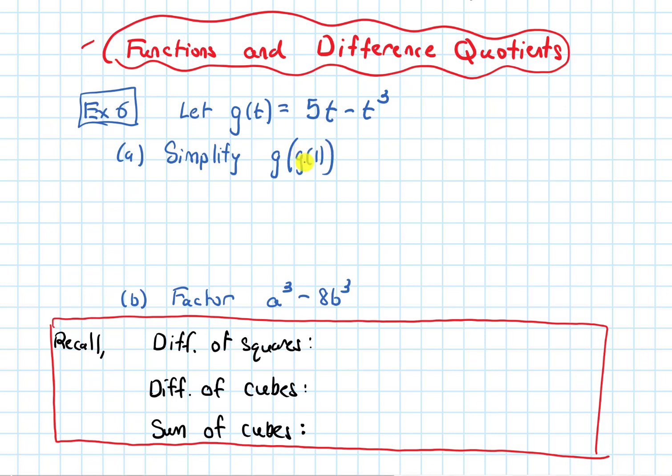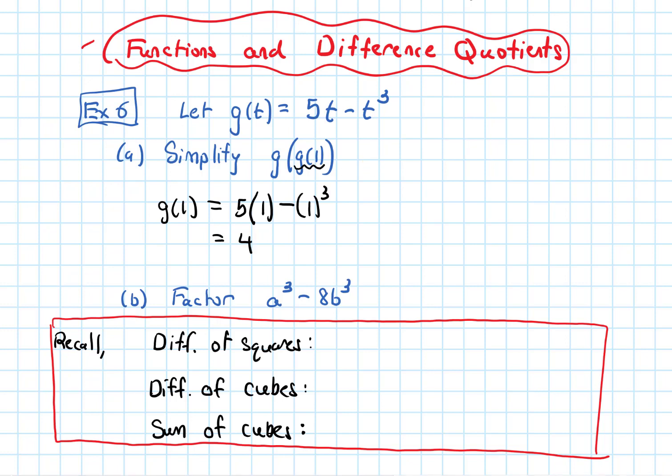Okay, so within the outermost parentheses, I see g of 1. And whatever's inside this parentheses, in this case it's 1, I plug that into my function where my variable is. So I'll get 5 times, and now I plug in the 1 where the t is, minus, and I plug the 1 in where this t is, 1 cubed. So that is 5 minus 1, which is 4.